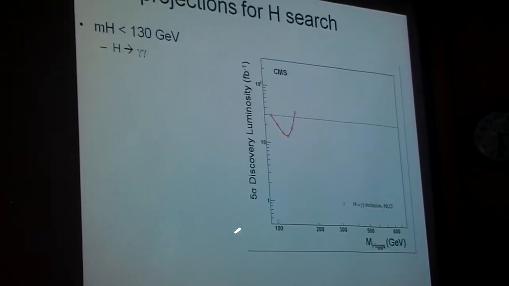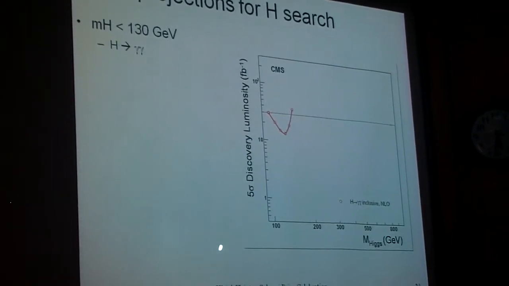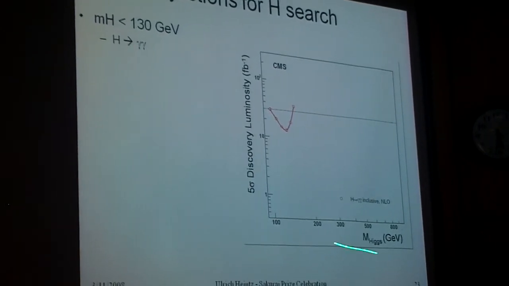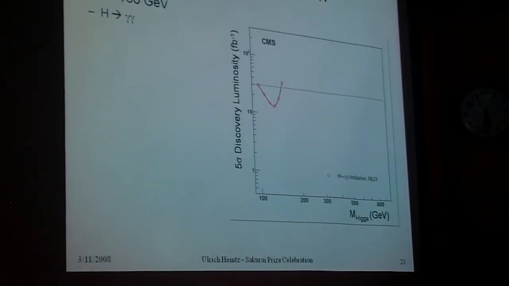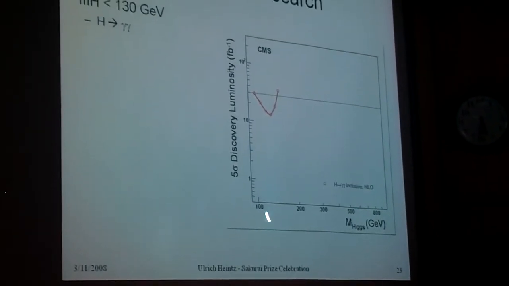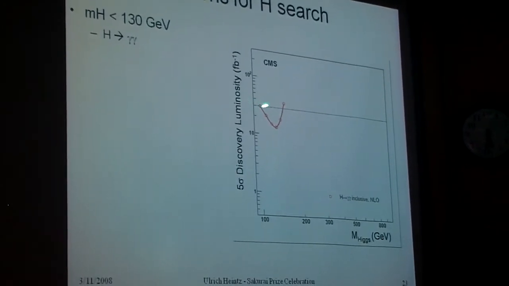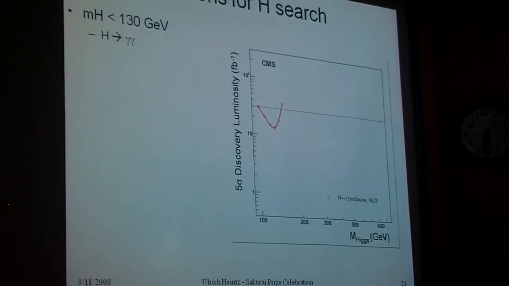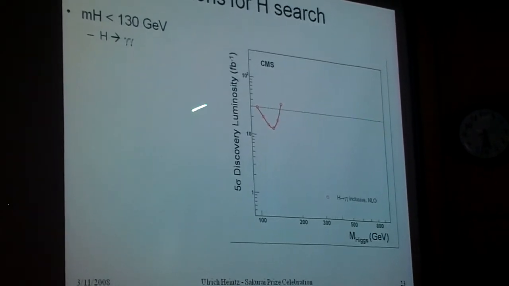And this gives you the integrated luminosity you need to do a 5 sigma discovery, to get a statistically significant signal, versus Higgs boson mass. So you see, in order to get a statistically significant signal up to about 150 GeV or so, you need 30 inverse femtobarn. Here in this particularly sweet spot, you can see it with a little bit more than 10 inverse femtobarn. So that's about a year of running at design parameters.